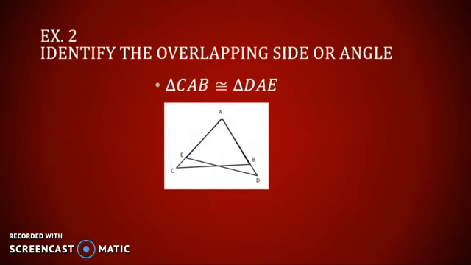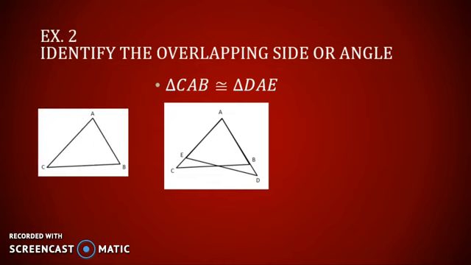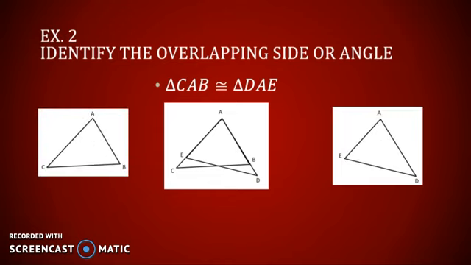In our next example, if we have triangle CAB and triangle DAE, if we separate them, they will look like this. And what's shared between both in this question is angle A. It is the same amount of degrees in both triangles. Okay, so our reflexive is angle A.